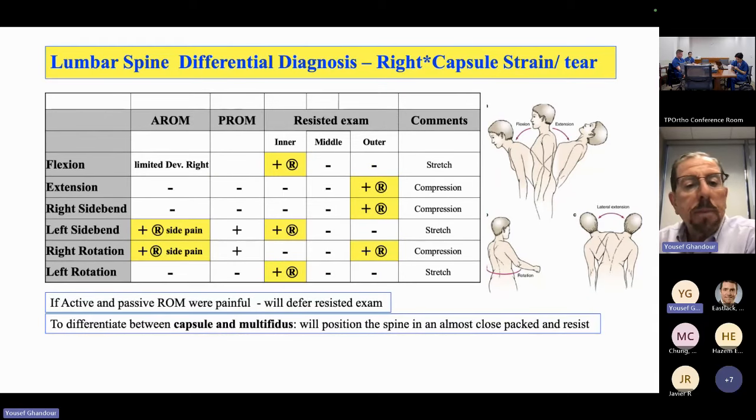If you have a capsular problem, the presentation will be different. Everything that we do will be painful with a stretching component, and that may also correspond with a muscle dysfunction. So if there is a question about whether it is a muscle or a capsule, we will place the spine in a shortened position where the capsule is shortened, and then challenge the muscle by contracting it. While the ligament is in a shortened position, not enough tension can be developed on it, which can incriminate the muscle versus the actual joint or the capsule itself.